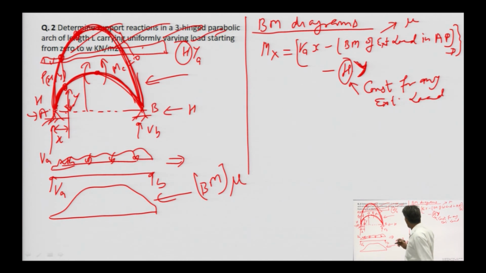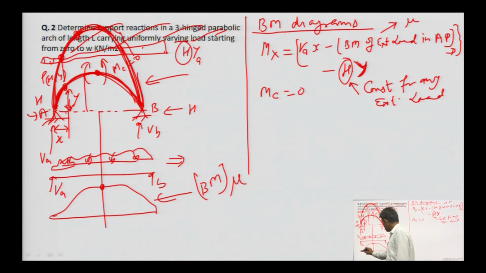And at the crown, what is the bending moment? The bending moment at the crown is exactly 0. It means the Hy moment and the beam moment at the crown are equal. So, if this is the point C over here, if this is Mu x and this is the Hy moment, here the bending moment is known to us and both will coincide with each other.